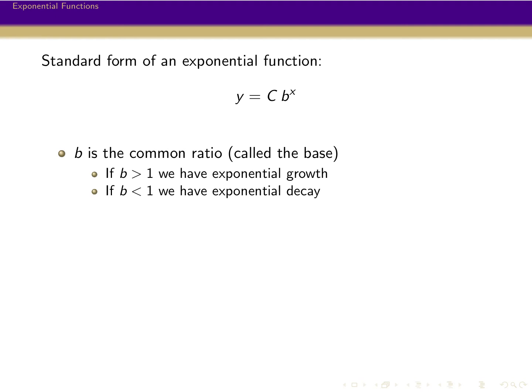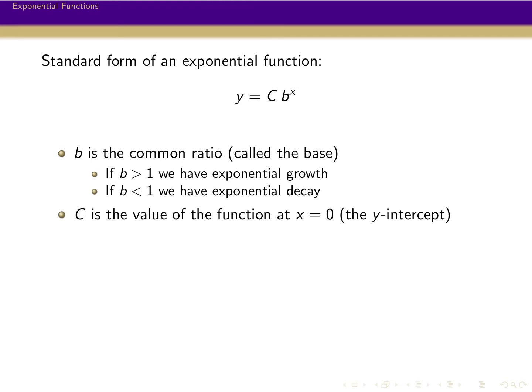If b is bigger than 1, that means as x gets bigger, the function grows bigger, and this is when we have exponential growth. If b is between 0 and 1, we have exponential decay. We don't really care about negative bases, because they're not defined over all the real numbers. In decay, as x gets bigger, the function gets smaller and smaller and goes towards 0.